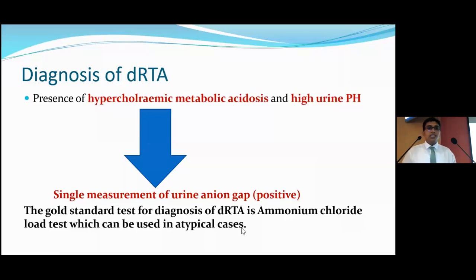How do we diagnose distal renal tubular acidosis? The gold standard test for diagnosis of distal renal tubular acidosis is the ammonium chloride load test, which can be used. It's controversial. In typical cases, most of the time, we don't need an ammonium chloride load test, because the presence of hyperchloremic metabolic acidosis and an inappropriately high urine pH with a single measurement of urine anion gap that is positive is sufficient to diagnose distal renal tubular acidosis, as ammonium chloride can cause nausea, vomiting, and cardiac arrhythmias as well.